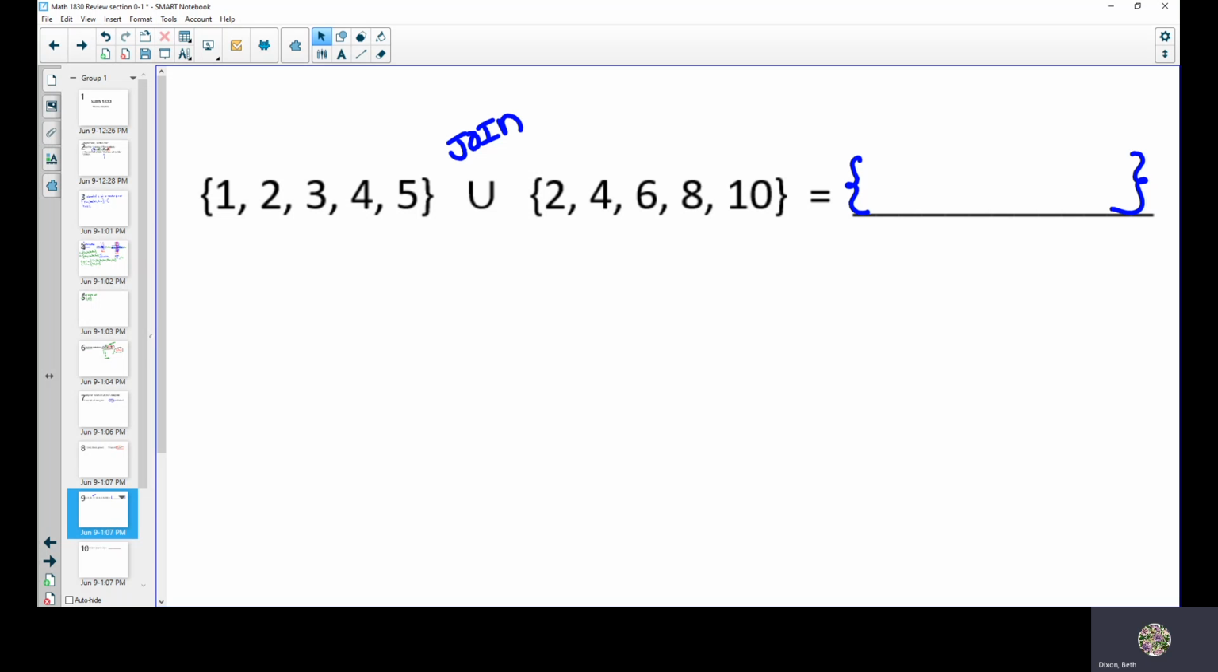So what are we going to do? Well, what I generally do is go 1, 2, 3, 4, 5, which means I copy down the first set. Then I go to the second set and say, oh, 2's already there, 4's already there, 6 is not, so let me write down 6. 8 is not, so let me write down the 8. And then 10 is not, so let me write down the 10, and that takes care of all my numbers. I checked them off so you can see the order in which I did them. And that is the union of those two sets.